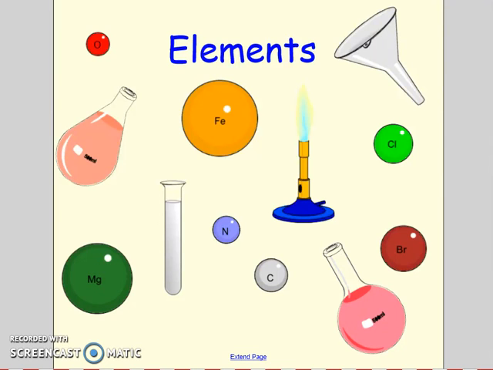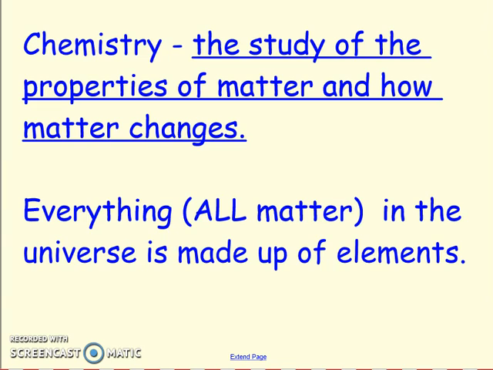Okay, class, we're going to start getting into chemistry, talking about elements and the periodic table. So first we have to know what chemistry is. Chemistry is the study of the properties of matter and how that matter changes. So everything in the universe, everything, is made up of matter.